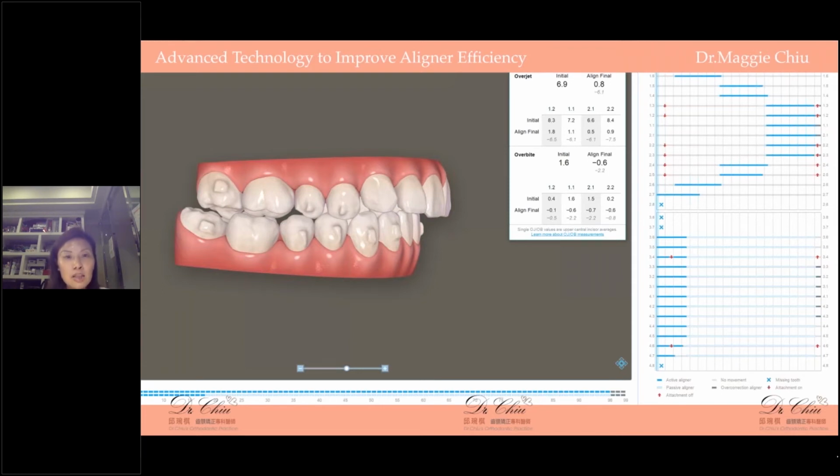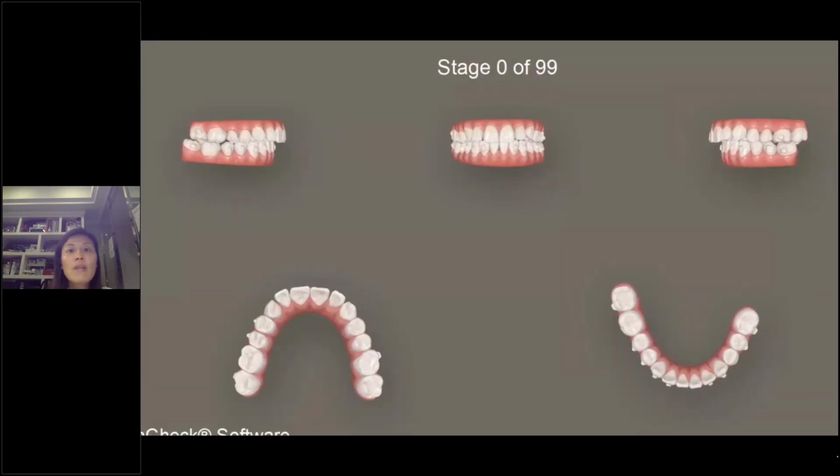So as you can see here, the bite is still deep, the overjet is still big. The overjet is still 7. Nothing changes much. So we planned segmental distalization for her, together with the device she would use. There were 99 aligners in total.